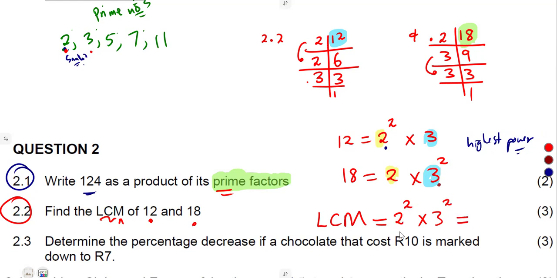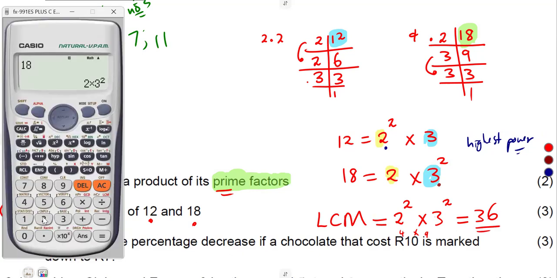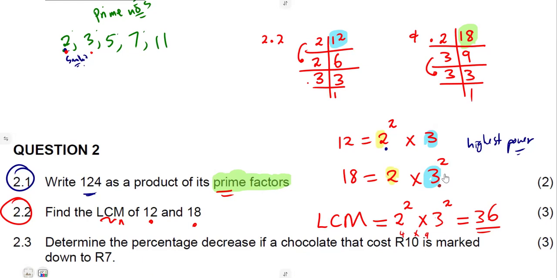So that was going to give us the LCM. 2 to the exponent of 2, that is 4. 3 to the exponent of 2, that is 9. So this is going to give us 36. Or use your calculator. 2 squared times what? Times 3 squared is 36. So that is your LCM. As part of your whole numbers, you must revise HCF and LCM. It's part of your syllabus.